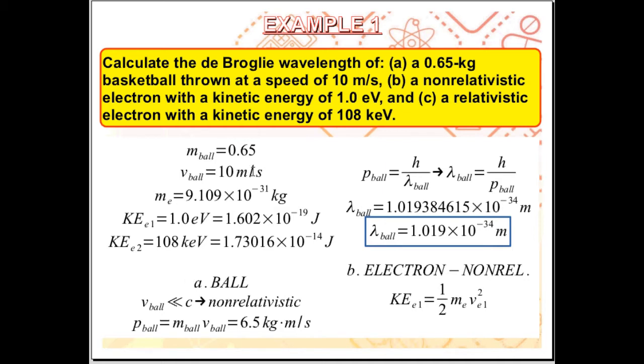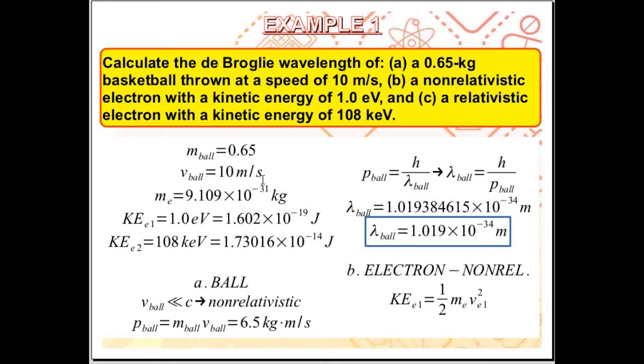V ball is 10 meters per second. C, you will recall, is 3 times 10 to the 8 meters per second. So V ball is very much smaller than c. You have a non-relativistic case, so you go back to classical physics. Momentum of an object in classical physics is simply given by p equals mv. So momentum of the ball is mass of the ball times speed of the ball. That will give us 6.5 kilogram meters per second.